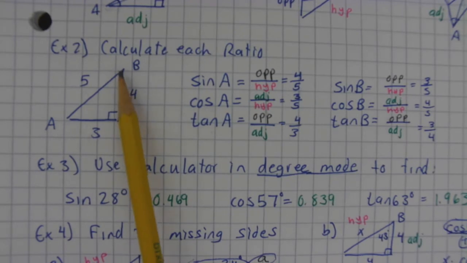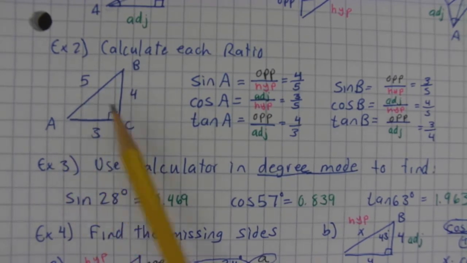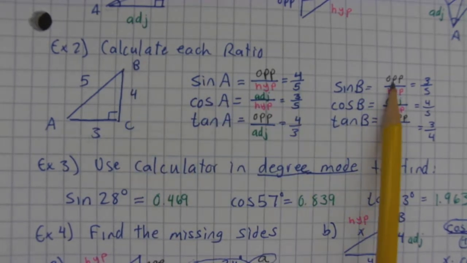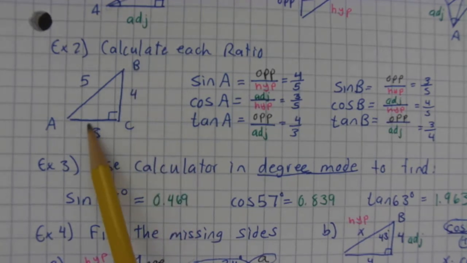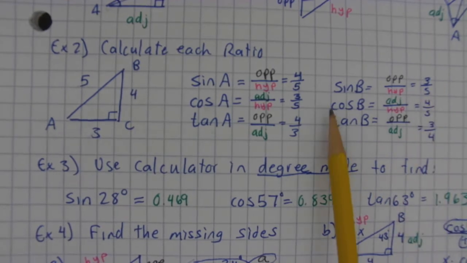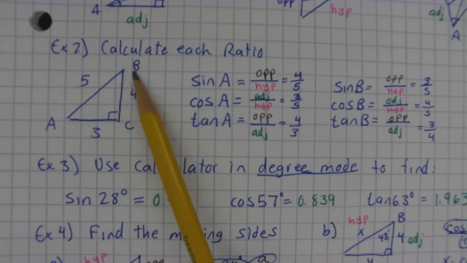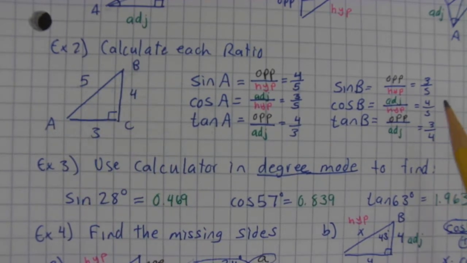We can do the same process, but now we're going to look at angle B. So it kind of changes. The hypotenuse is still going to be the hypotenuse, but the opposite and the adjacent are going to flip. So sine of B is opposite over hypotenuse. From B, the opposite is 3, that's the furthest away, and the hypotenuse is 5. So 3 over 5. Cosine is going to be the adjacent over the hypotenuse. So adjacent to angle B is 4, the hypotenuse is 5. So we're going to have 4 over 5.